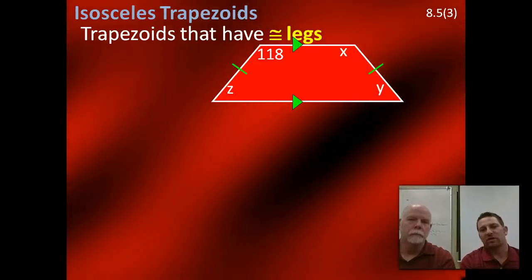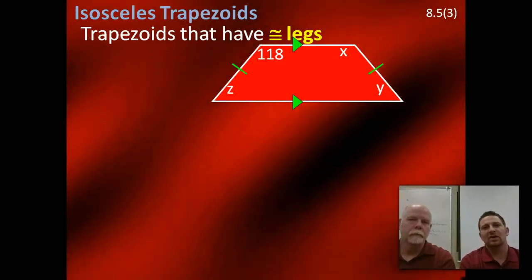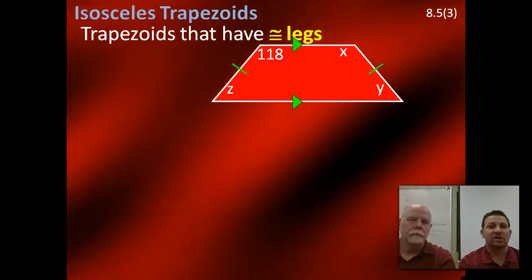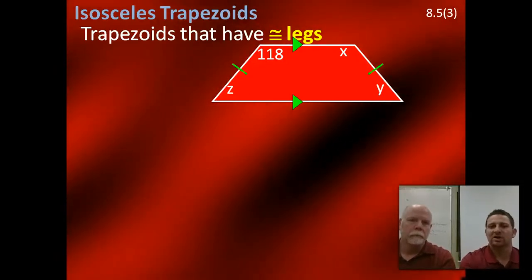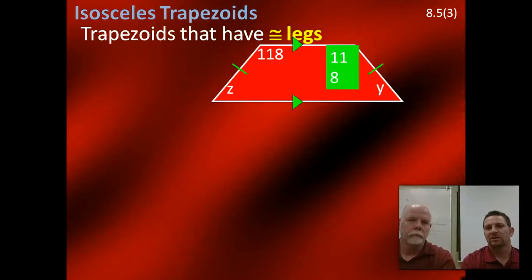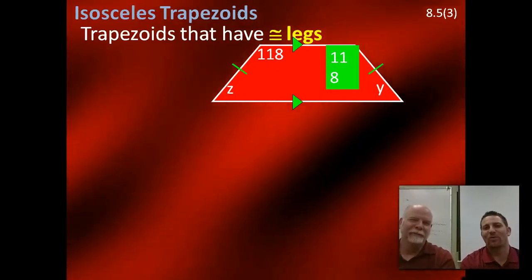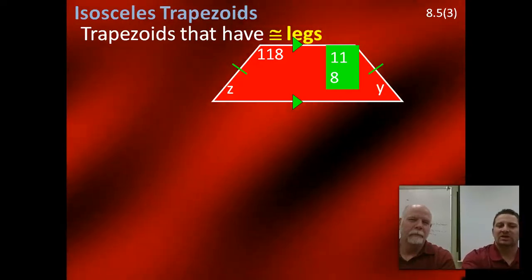So if the upper left corner is 118, we know that it's an obtuse angle, and the other obtuse angle is going to be congruent to that because that's the other base angle. So X must also be 118. And then Y, guys, would just be 180 minus 118. And so you get 62, and there it is right there.